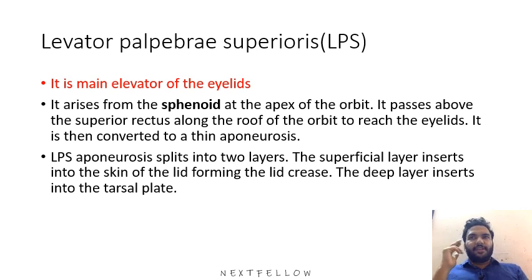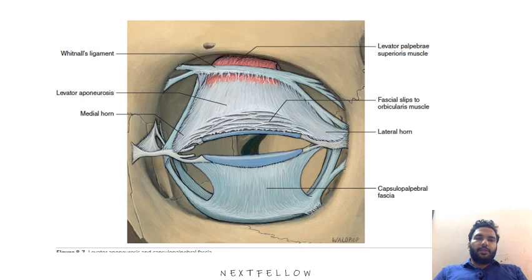So when there is third nerve damage, what happens is there will be ptosis. That's because levator palpebrae superioris has been affected. So this is how it is. So this is the aponeurosis. The levator palpebrae superioris muscle becomes into aponeurosis, where the superficial gets attached to the skin and the deep attaches to the tarsal plate. As you can see, the blue structure that is the tarsal plate.